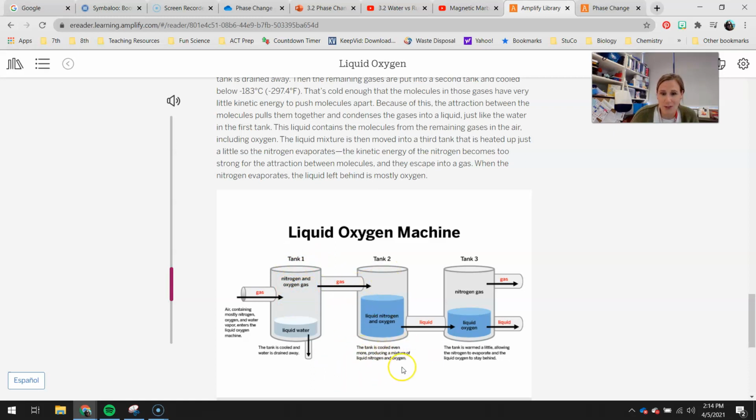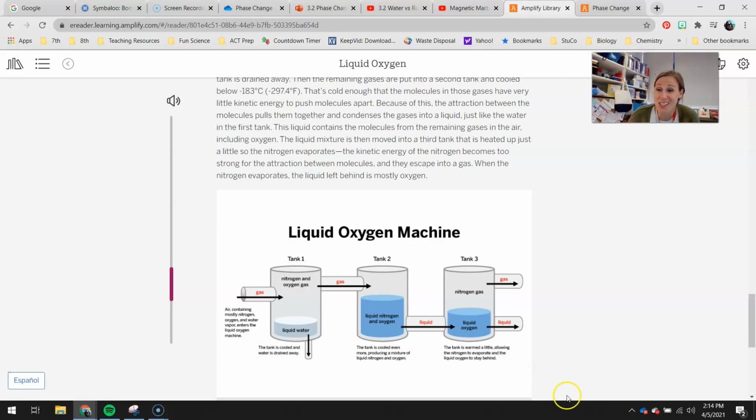The tank is cooled even more, producing a mixture of liquid nitrogen and oxygen. So now it gets rid of any other gases in this process and leaves us with liquid nitrogen and liquid oxygen. So we have a really, really cold tank right here. And then that liquid nitrogen and oxygen mixture is pushed into tank 3, and it's warmed up a little, and this is what separates the nitrogen from the oxygen.